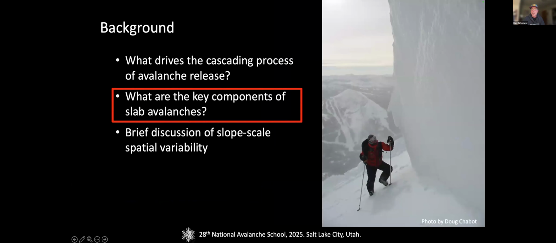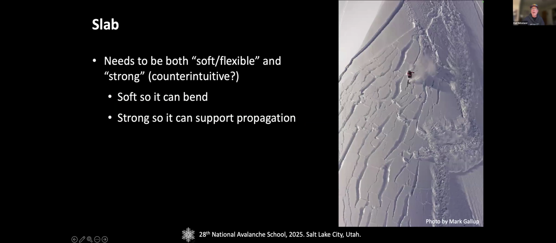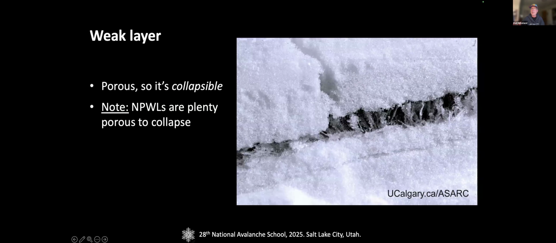Second thing, what are a few key components of slab avalanches? You all know these things very well, and I'm just going to skim over them. We need a slab. And what do we mean by a slab? It's the layer over the weak layer. These slabs need to be both soft and flexible, soft so they can bend, and strong enough to actually support propagation. Weak layers are simply collapsible layers in the snowpack. They can be persistent weak layers like surface hoar in this picture or facets, or they can be non-persistent weak layers as well.